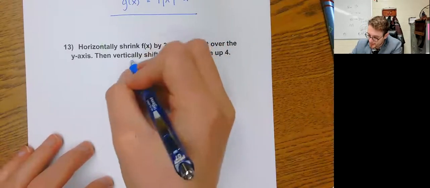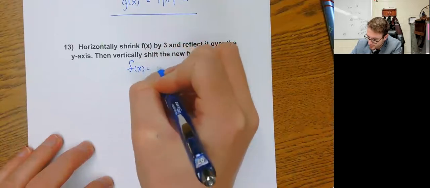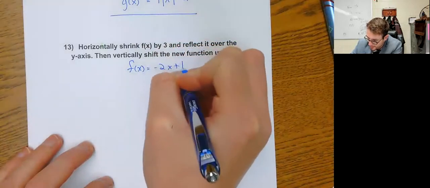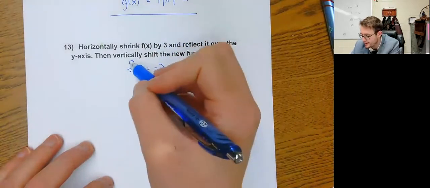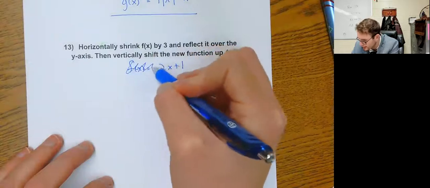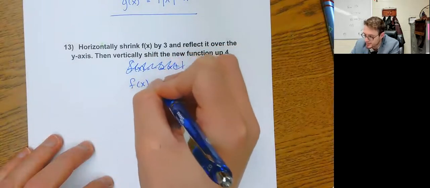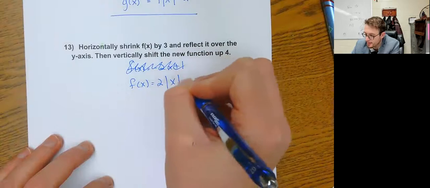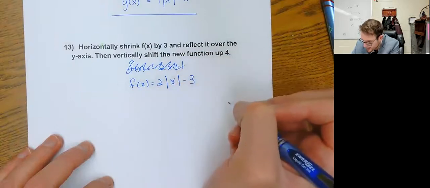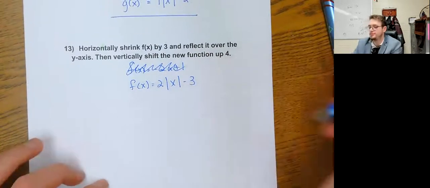F of x equals negative 2x plus 1. No, that was the last. F of x equals 2 absolute value of x minus 3. Yes. Okay.